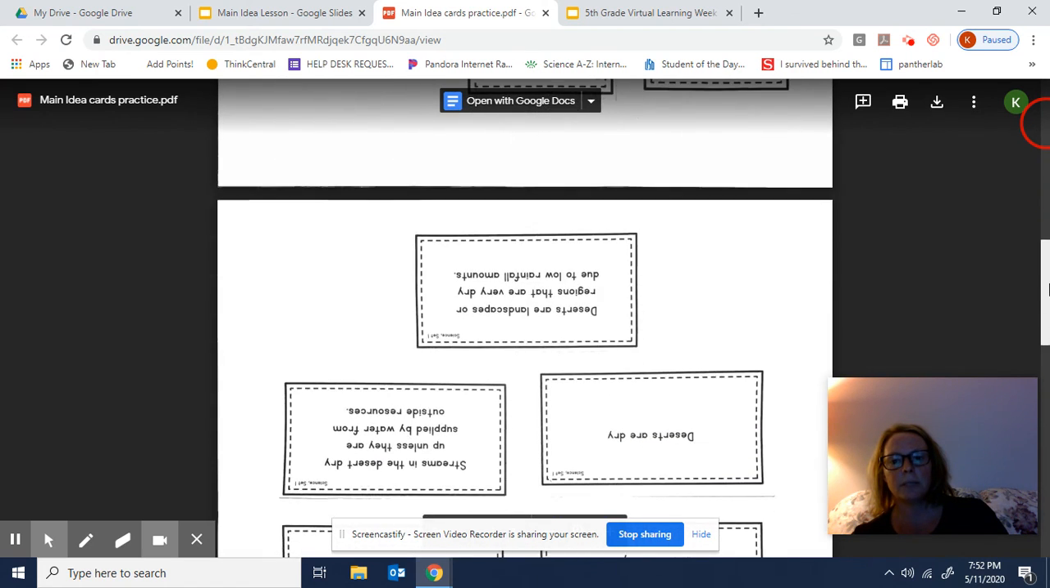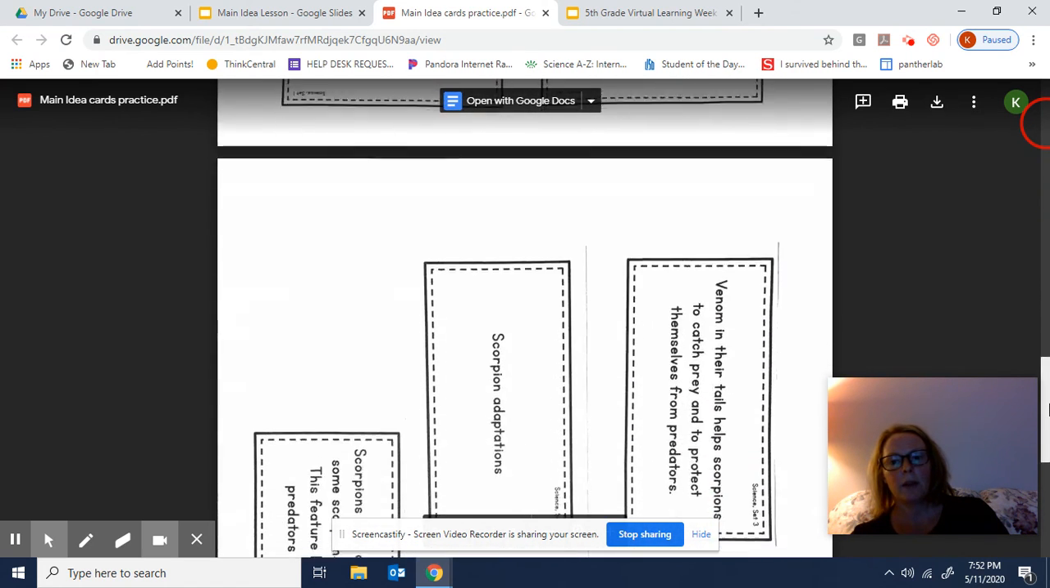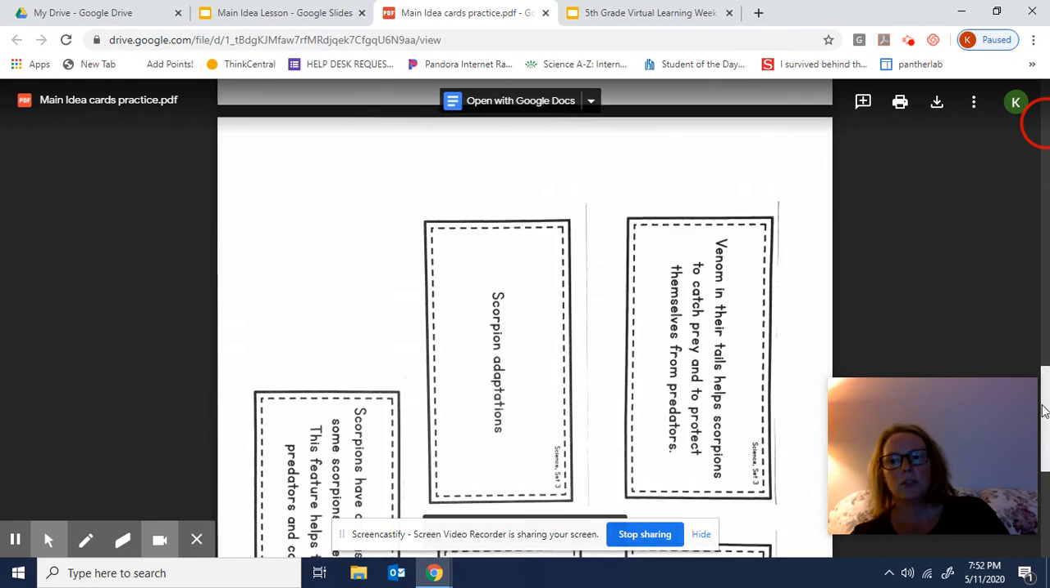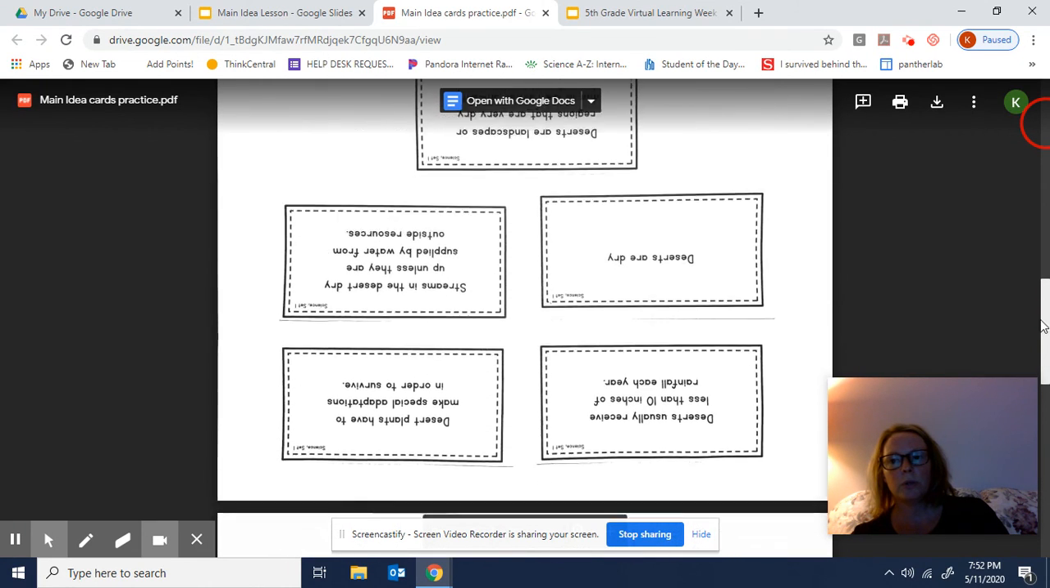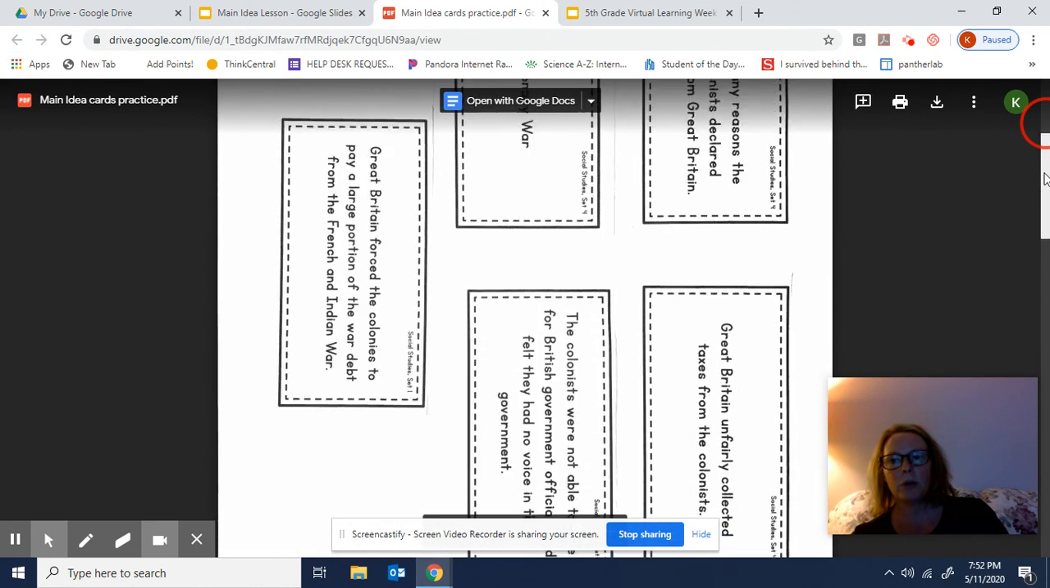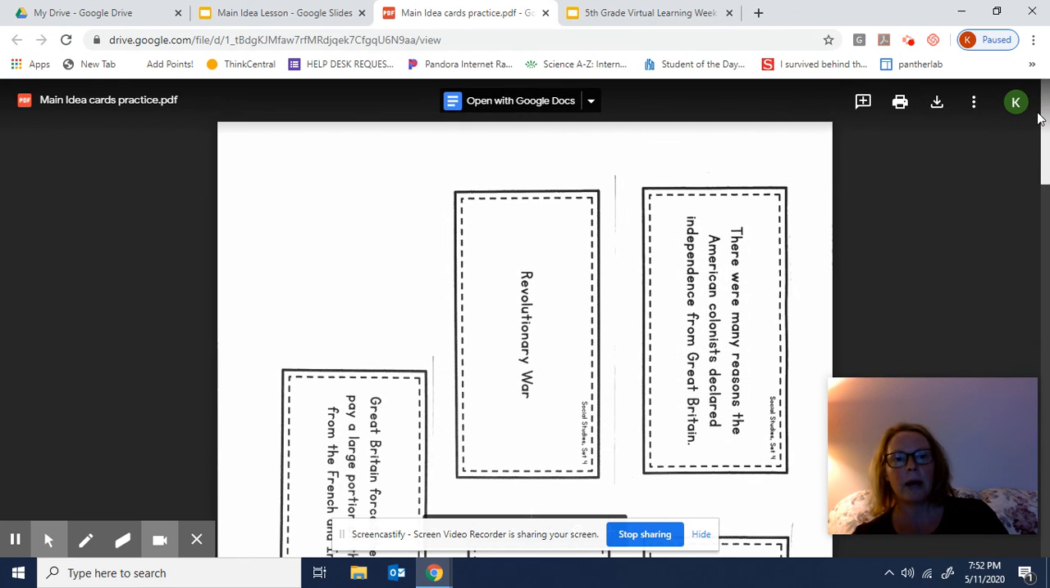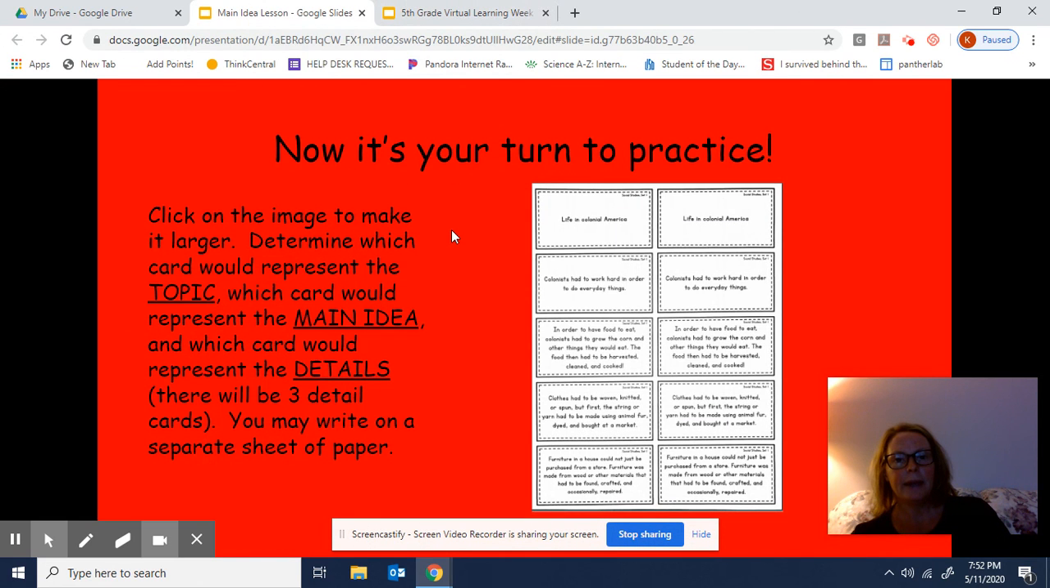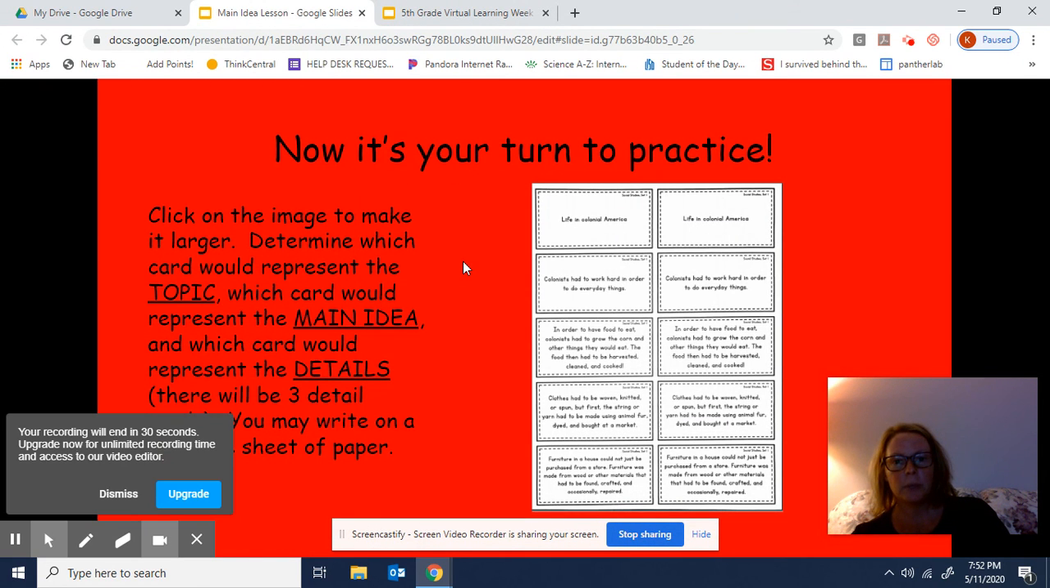So here's the silly upside down one, and then a couple sideways ones. So you could write on them, you could write on a separate piece of paper, or you could just verbally say them out loud to practice those main idea and details. And hopefully you get some good practice with this.